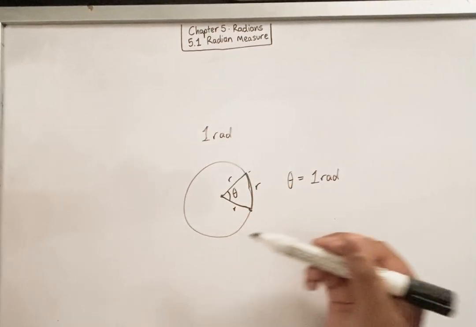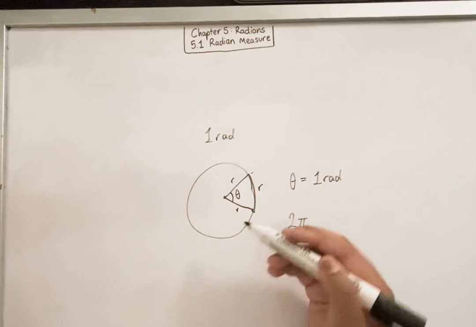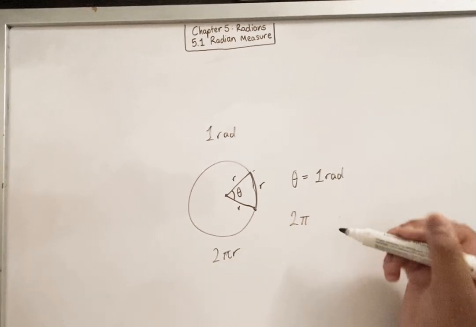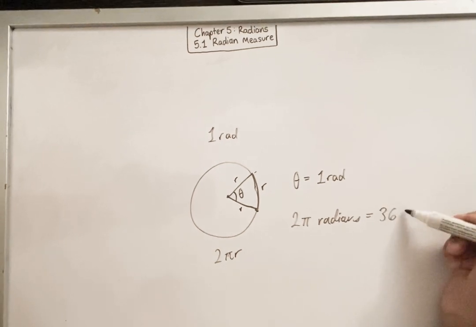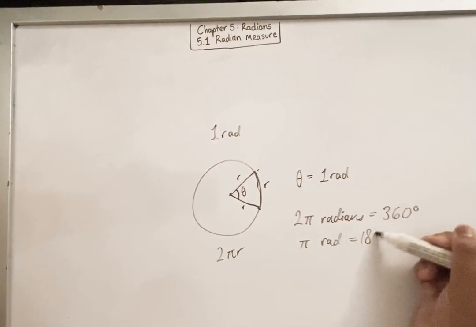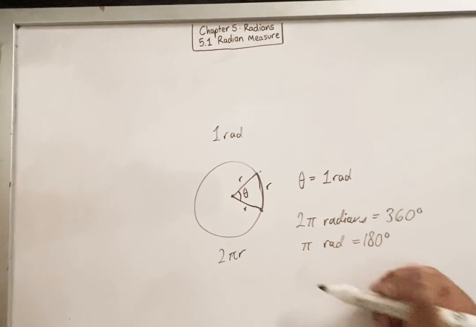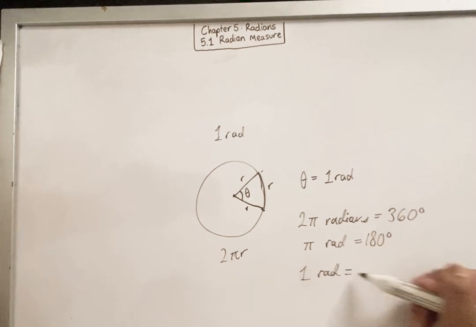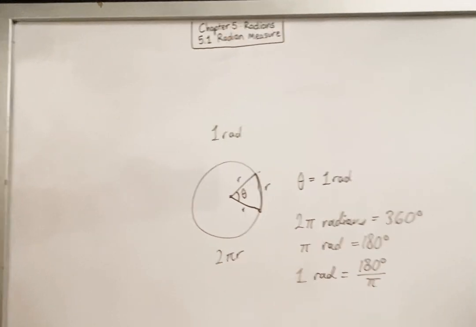2 pi radians would make a full circle because the circumference of a circle is 2 pi r. So 2 pi radians is equal to 360 degrees. Pi radians is 180 degrees. And so 1 radian would be 180 degrees over pi. And this is how you could convert them.